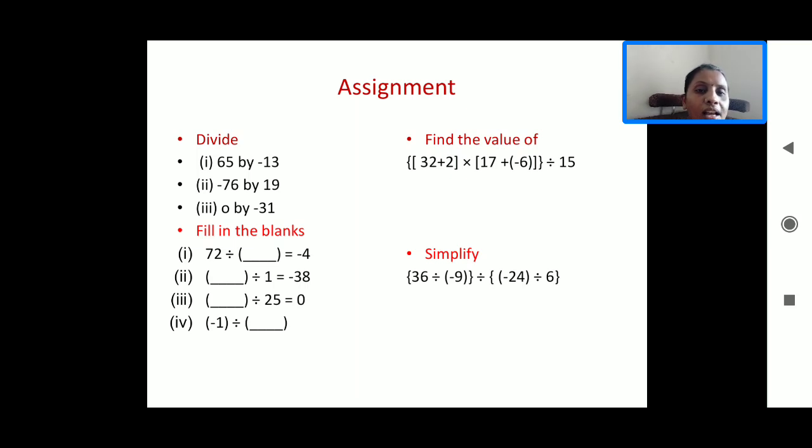In the fourth sum, the answer is not written. Minus 1 divided by fill in the blanks is equal to, the answer will be 46, which I forgot to write. So please, I again mention, fill in the blanks. Question number 4: minus 1 divided by fill in the blanks is equal to 46. Now you have to find out what will come there.